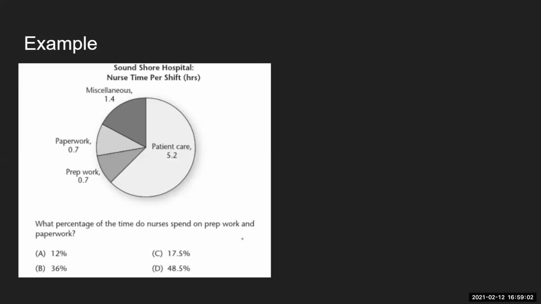And then each of these, patient care, prep work, paperwork, miscellaneous, is the amount of time they spend on each one of those things. So we can look at it and say, okay, obviously they spend the majority of their time on patient care, and then the rest of their time is divided up amongst the other things. So this question says, what percentage of the time do nurses spend on prep work and paperwork?